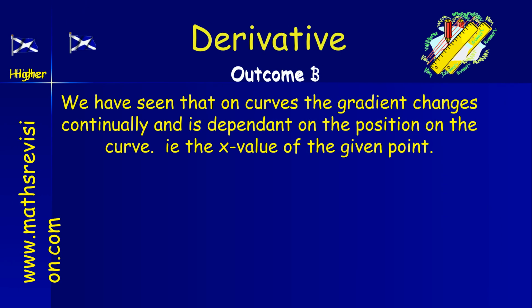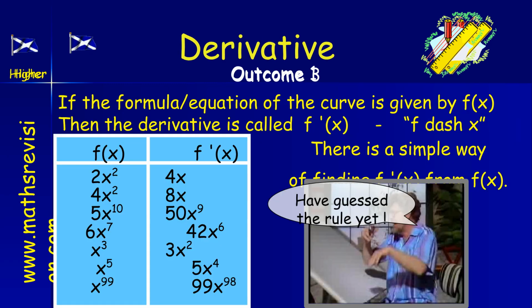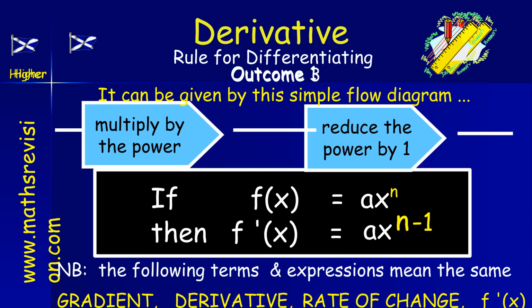The process of finding this gradient or rate of change is called differentiating, or finding the derivative. If the equation of the curve is f of x, the derivative is written as f prime of x. There is a simple rule to find this derivative from the original function. The rule for differentiating is straightforward. Multiply by the power, then reduce the power by 1.